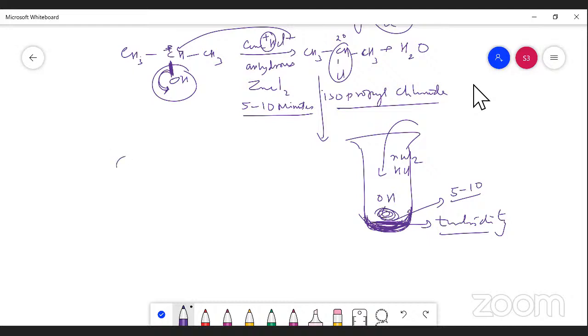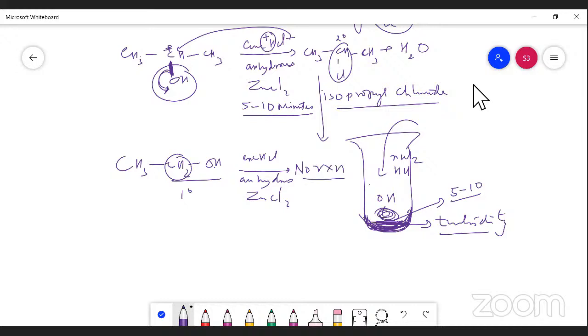The same reactions I can take with a primary alcohol. This CH2OH is a primary alcohol. You know that CH2 is a primary carbon, and the alcohol is attached to this primary carbon. Now the same reagents I am taking: concentrated hydrochloric acid and anhydrous ZnCl2. What will happen? The alcohol is poured into the test tube, and then the hydrochloric acid. And what happened? No reaction takes place.